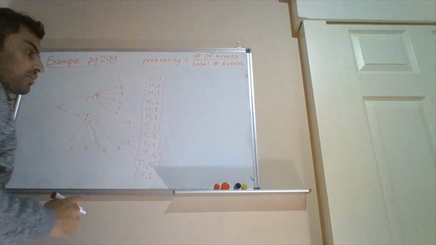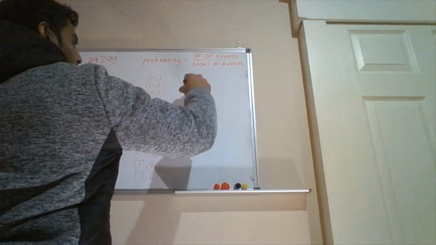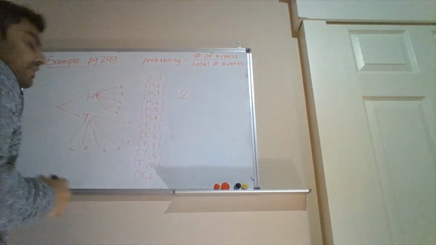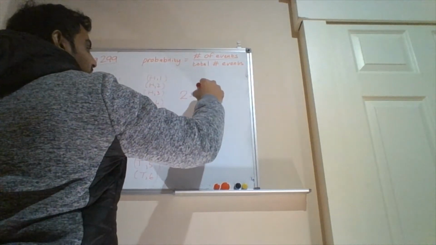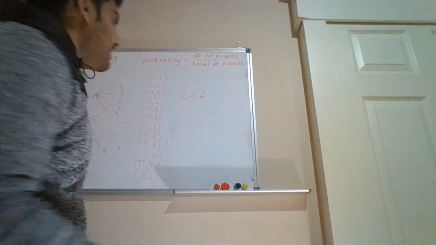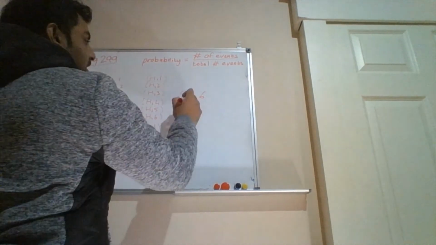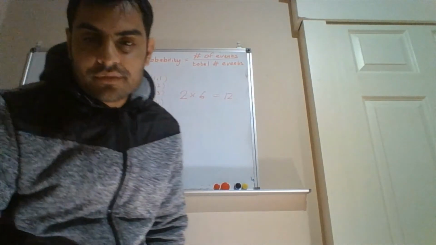So another way we could work this out is using the multiplication rule. We have 2 possibilities from tossing the coin. We could get heads or tails, and we have 6 possibilities from rolling a dice. The dice could land on any of the numbers 1 to 6. So 2 times 6 also gives us 12.